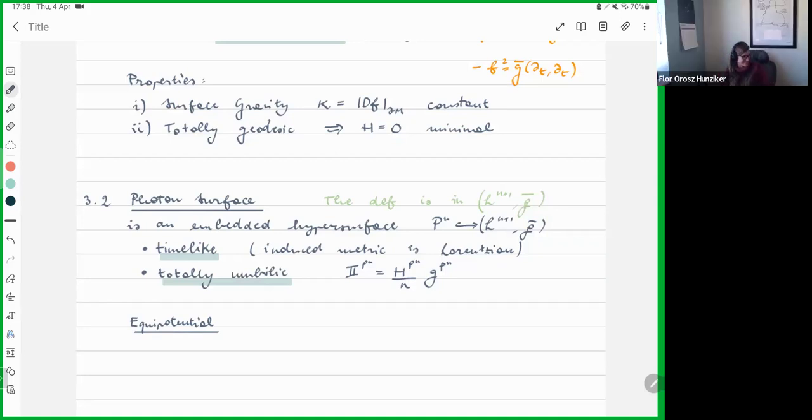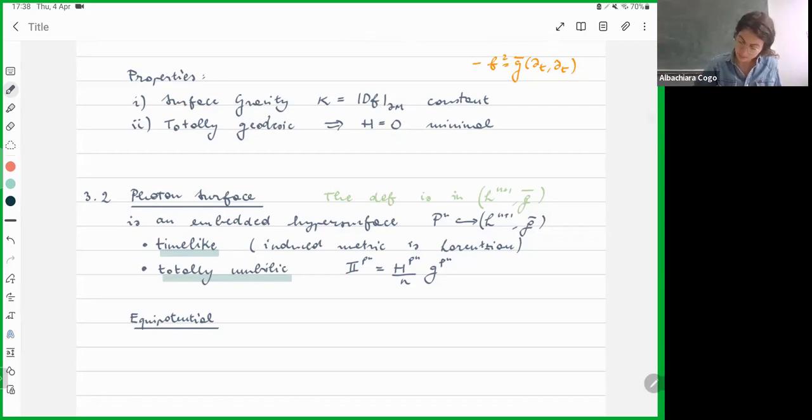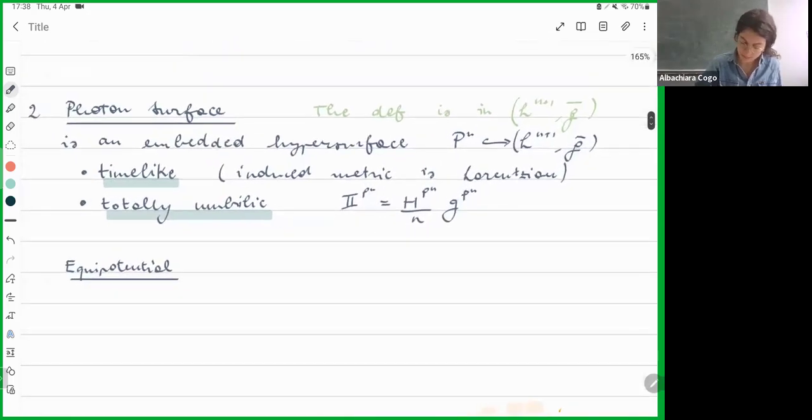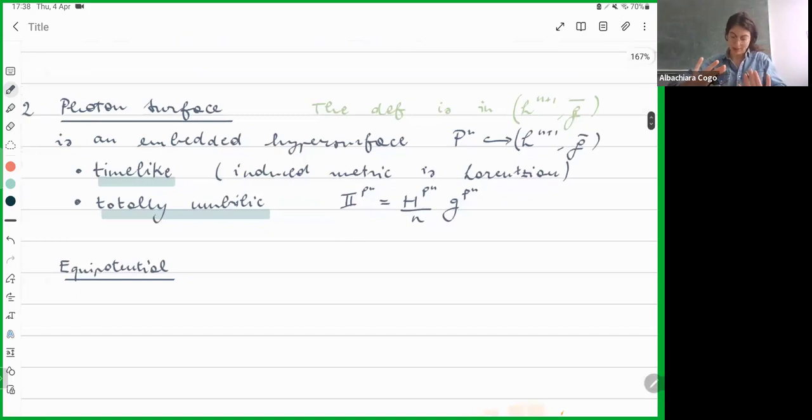So it simply means this. That's how I would usually define them, but it is just easier to remember that it's totally umbilic. Another way to see it is that the trace-free part of the second fundamental form vanishes. I will write it like this. But the interesting thing is that this corresponds to being null totally geodesic.